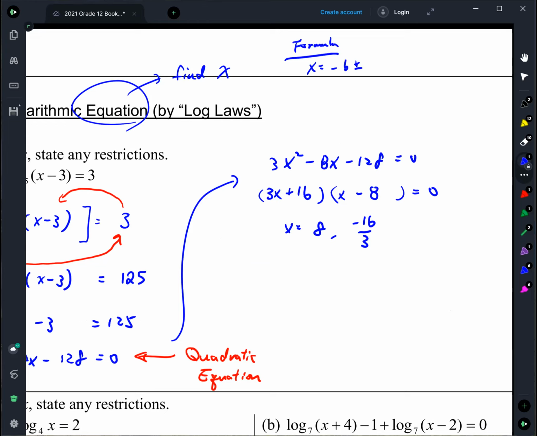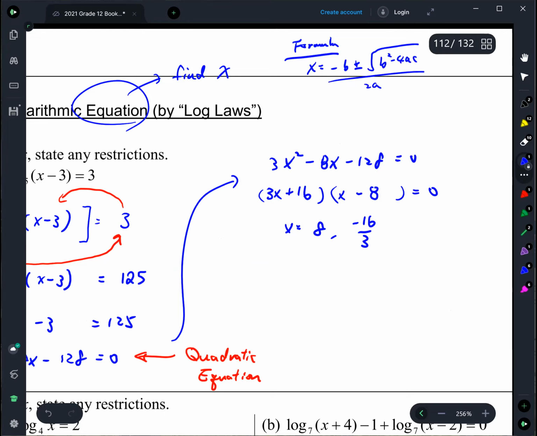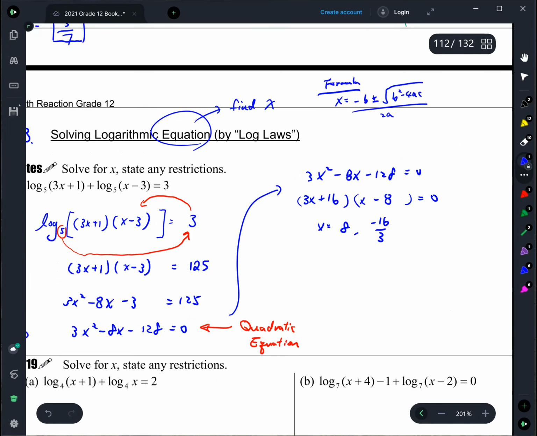Eric, do you remember the quadratic formula? It's negative b plus minus square root of b squared minus 4ac divided by 2a. Yes, very good. So you can also apply this to our quadratic equation. The a, b, c, you plug it in, then you will get the 8 and negative 16 over 3. I usually only use this if there are decimals involved, because otherwise you can factor it. Otherwise, I always go for factoring.